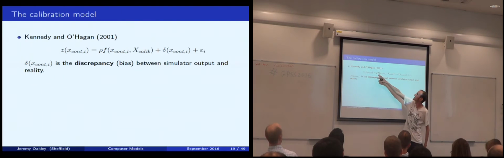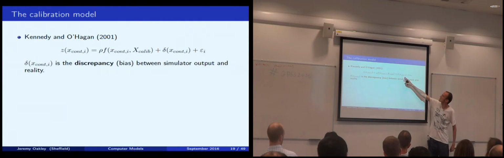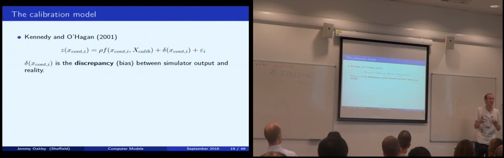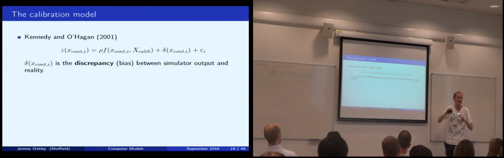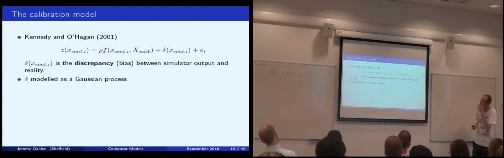And we might have a multiplicative constant at the front. Some authors ignore that term. But then we're going to introduce this extra term here, which is what we call the discrepancy. Okay? And it's this extra term that is trying to account for the fact that the simulator is not a perfect representation of reality.